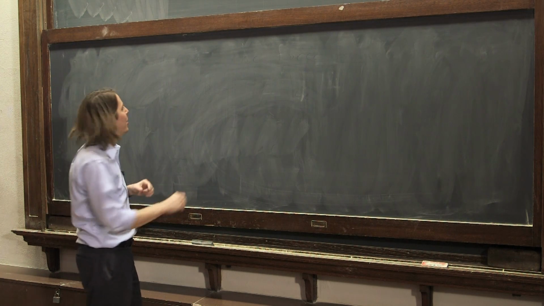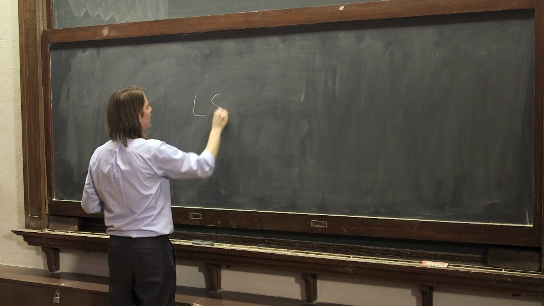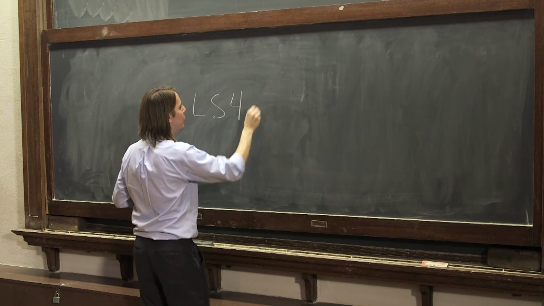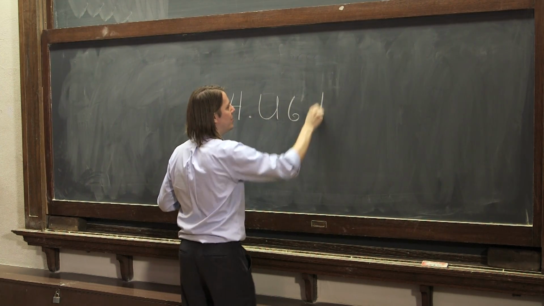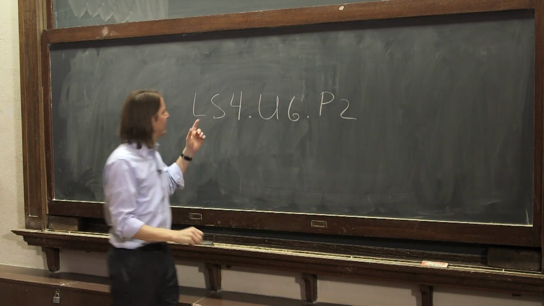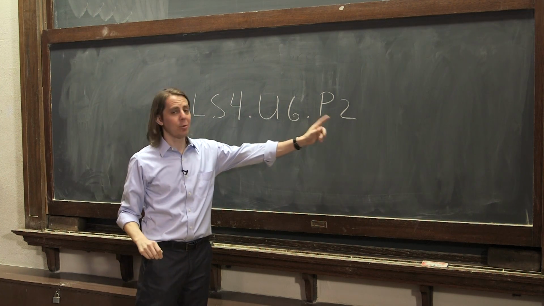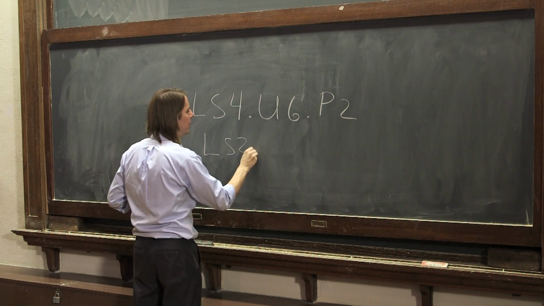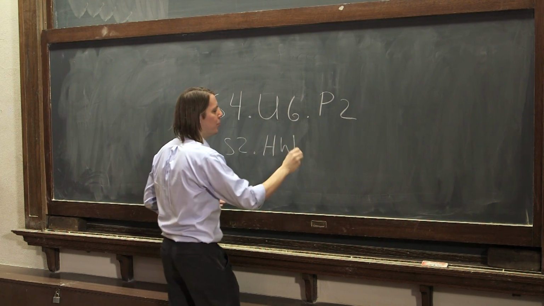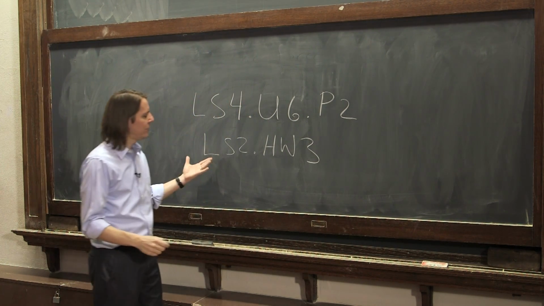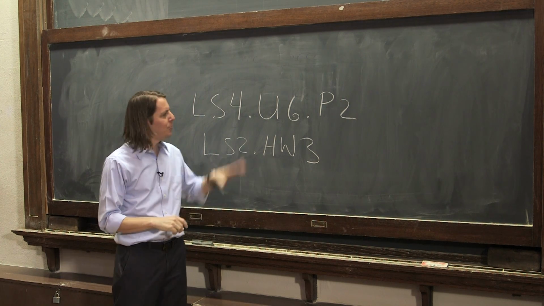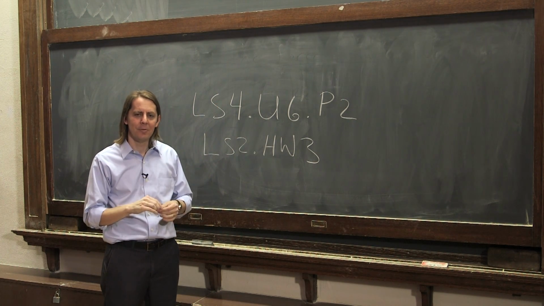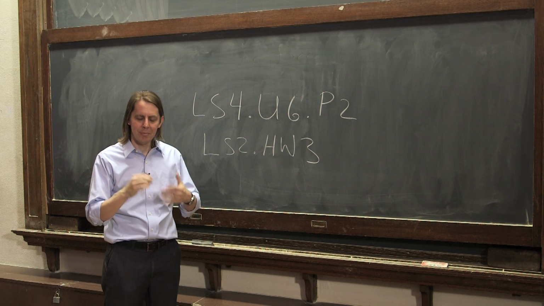So in the title of every problem, there'll be a code that looks something like this: LS4.U6.P2. So this means learning sequence 4, unit 6, lecture problem 2. The homework problems will also have a code, say LS2.HW3. And that, of course, means learning sequence 2, homework number 3. If you'll put these codes every time you post about a problem in the forum, I think it'll really help make it more searchable.